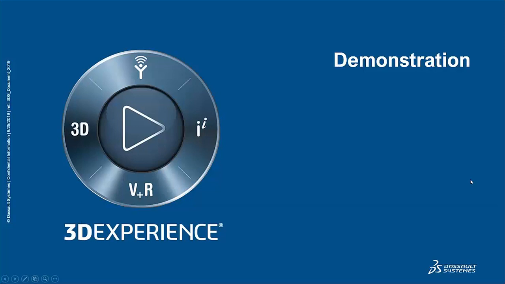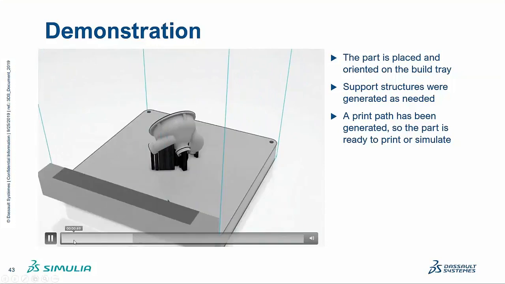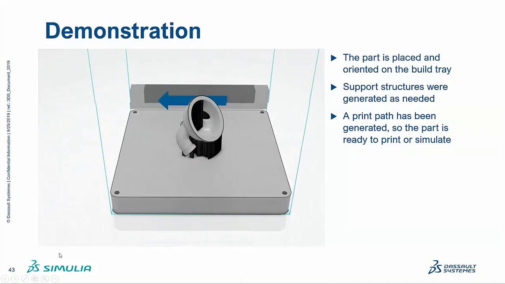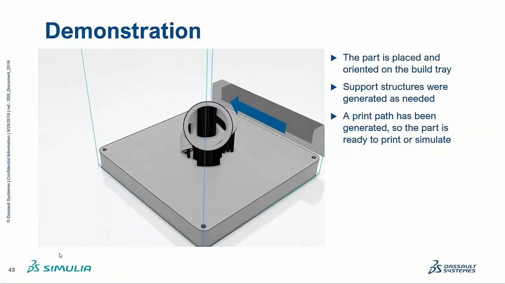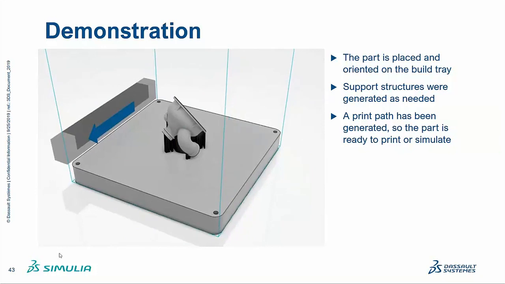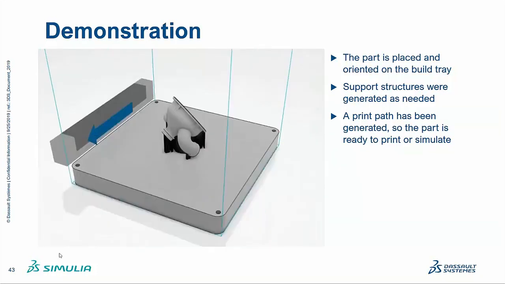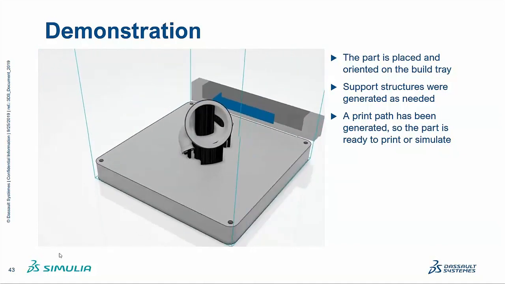Moving on, we'll look at some examples on how to use the method and some details that may be of interest. The first thing we look at here is how to set up a simulation. We take our part, shown here. It's a pump cover that's printed here. What looks dark is actually the support structures that were generated, and we see the build tray, the build envelope depicted here, the recoater, and the gas flow direction. So the full setup has been done.